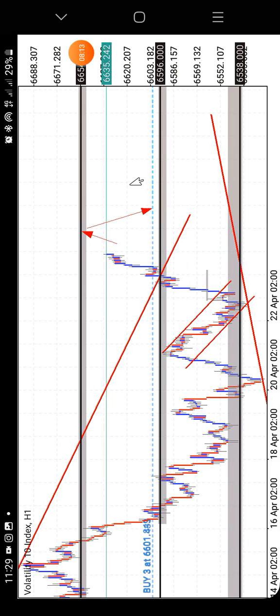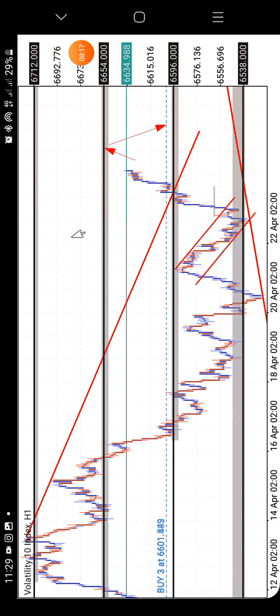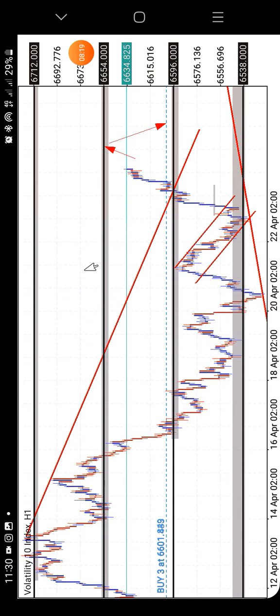So we just have to be patient and wait for it to play out, guys. It's all about patience, guys. You understand? If you know the basics, breakout and retest, the only thing that kills us is over leveraging and not being patient. Do you understand what I mean?